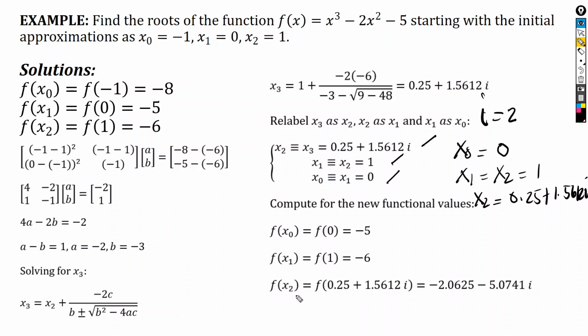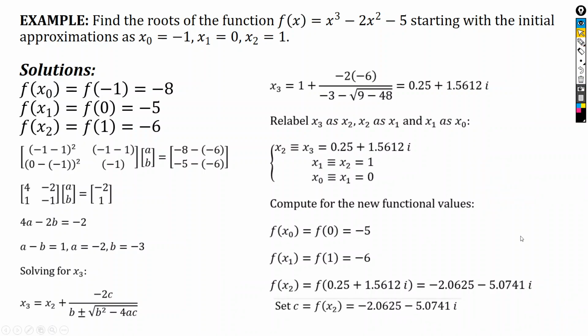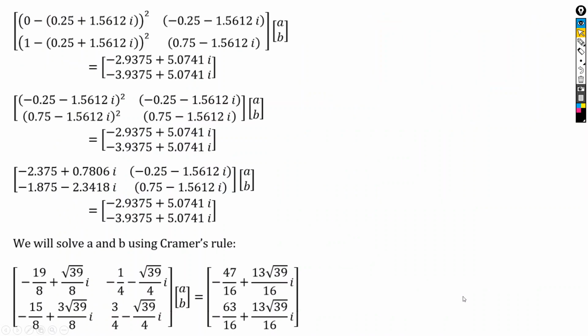Okay, and then we substitute the new f of x2 into the original function. We have to substitute 0.25 plus 1.5612i, this is cubed, minus 2 times 0.25 plus 1.5612i squared, minus 5. So evaluating, we have this value. Since the steps are repeated, we have to set our new c equal to the function of x2. Okay, so let us continue. So we have here set c equal to f of x2.